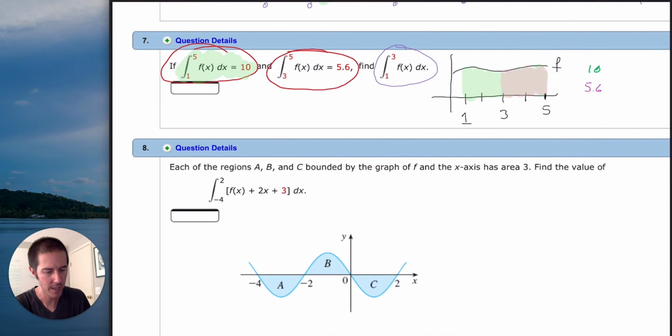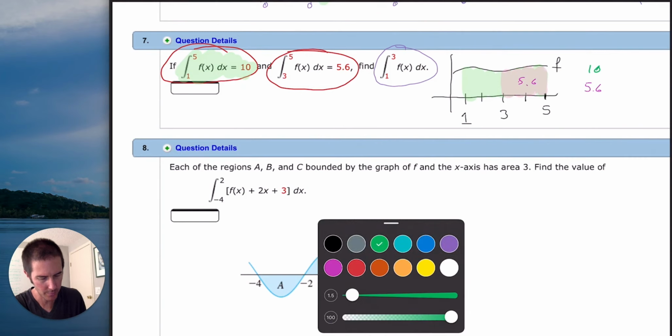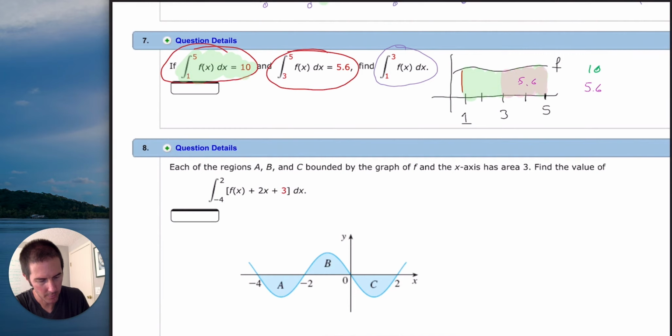So if the whole thing is 10, and this portion of it is 5.6, and we want to know what is the area under the curve here. It's the missing piece. It's the other half of the area under the curve. It's not half by area, it's only half by interval. And we will be able to do simple subtraction in order to find out that that area is 4.4. So your answer on this one is 4.4.